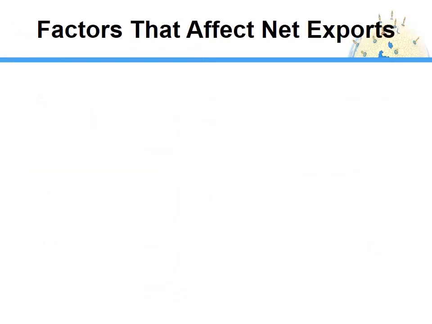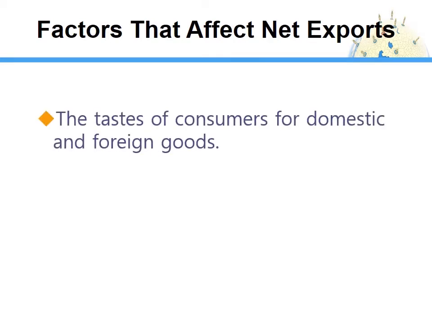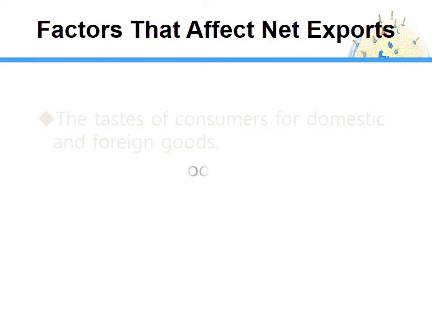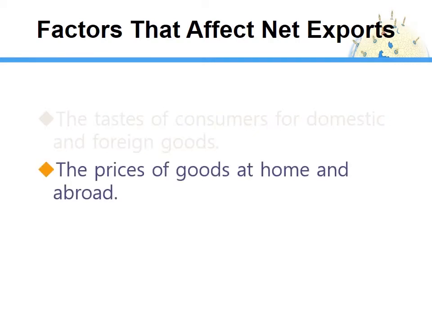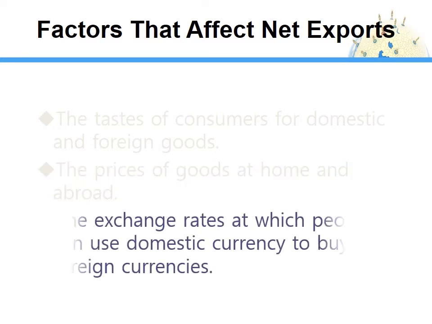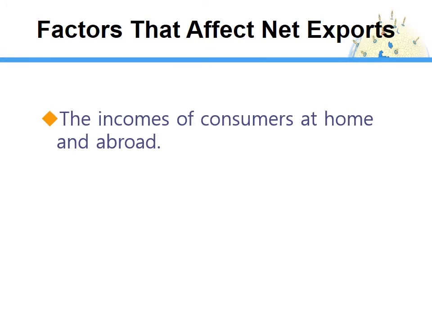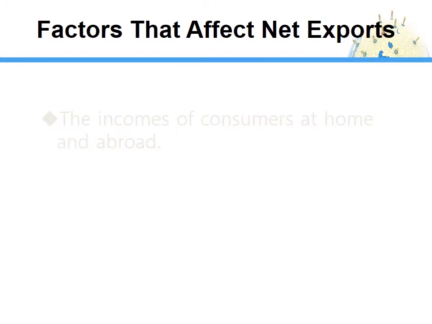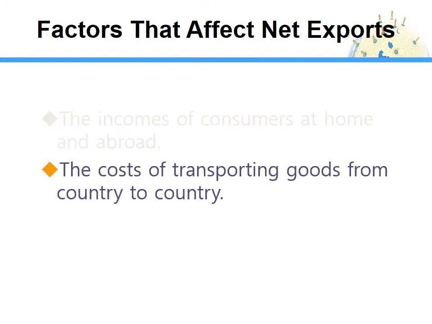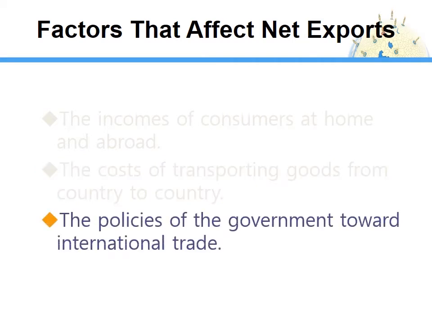There are some factors that affect net exports. The first one is the taste of consumers for domestic and foreign goods. The second one, the price of goods at home and abroad. And the last one is the exchange rates at which people can use domestic currency to buy foreign currency. Next is the incomes of consumers at home and abroad, the cost of transporting goods from country to country, and then the policies of the government toward international trade.